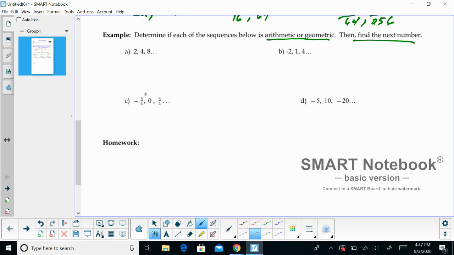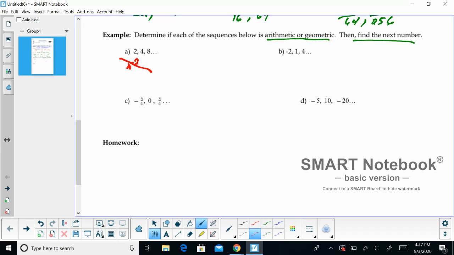So is there a way that I can get from 2 to 4 by adding? Well, I could add -2, right? If I add -2, I'd get to 4. And how about if I carry that pattern on? 4 plus a -2, that does not get me to 8. So I know that it's not going to be that pattern.